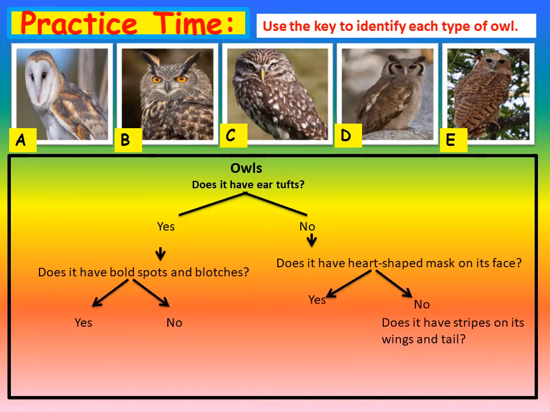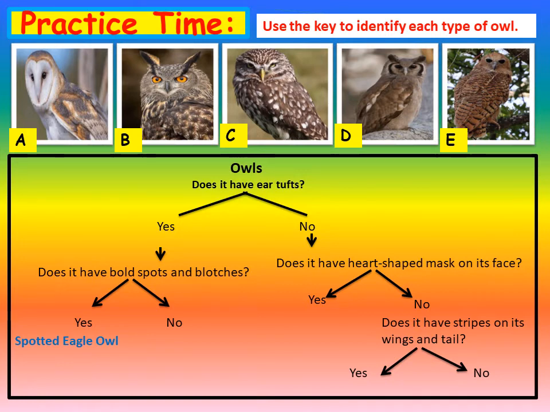The last one, does it have stripes on its wings and tail? So which among these owls have stripes on its wings and tail? Now, let us identify which owl have ear tufts and have bald spots and blotches.